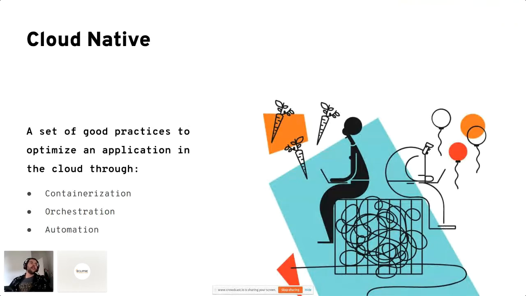But to me, cloud native is a set of good practices to optimize an application in the cloud through three approaches. The first one is containers. The second one is orchestration. That's the way you're gonna handle the containers. And the last one for sure is automation. Okay? Good practices to take advantage of applications in the cloud age with containers, orchestration, and automation.